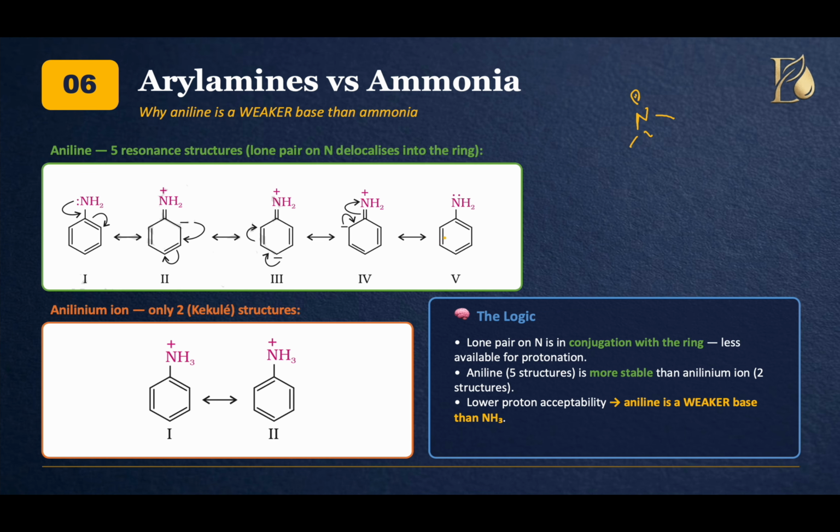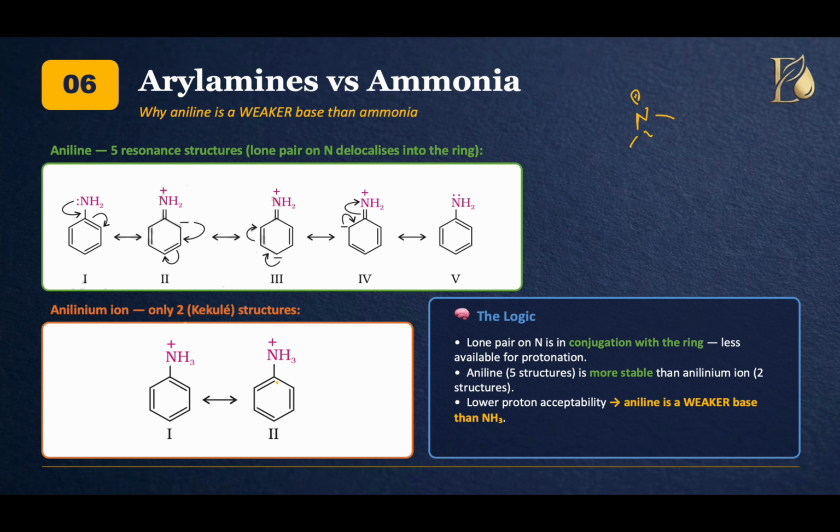Now, let us compare this with the anilinium ion, which is formed after protonation. So after protonation, aniline gives the anilinium ion. How many resonance structures are possible for the anilinium ion? There are only 2 resonance structures possible. Okay, the first one and the second one. So the anilinium ion has fewer resonance structures and is less resonance stabilized compared to aniline itself.